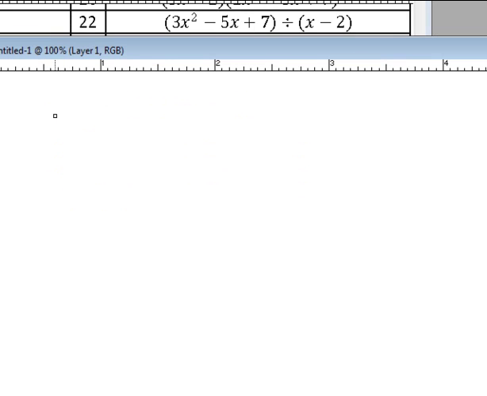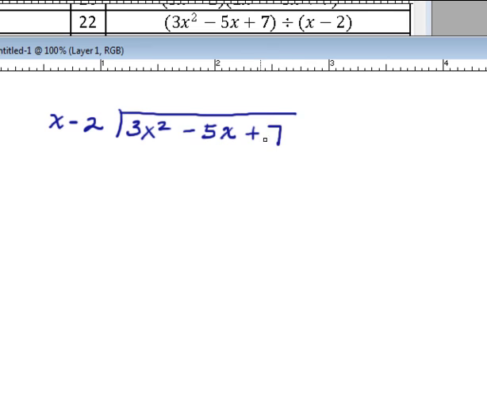Number 22 is a division. So let's write that as a long division, x minus 2 divided into 3x squared minus 5x plus 7. So we start with x and divide x into 3x squared. That's 3x squared divided by x, that's 3x. Then we multiply 3x times the entire x minus 2 and write that underneath.